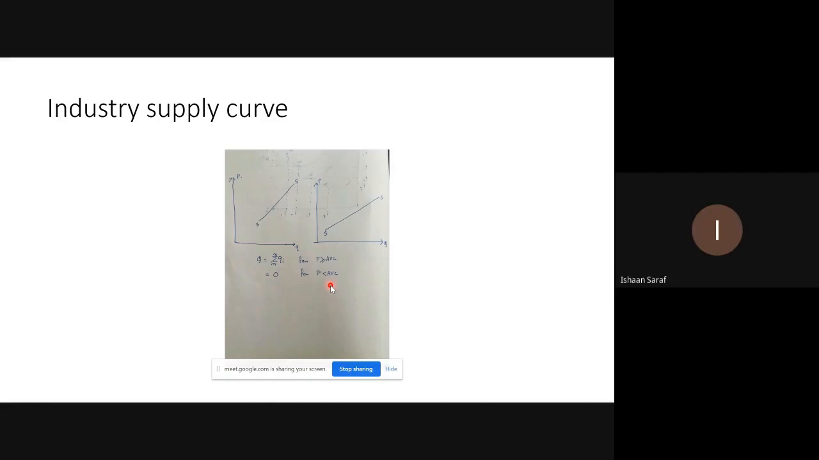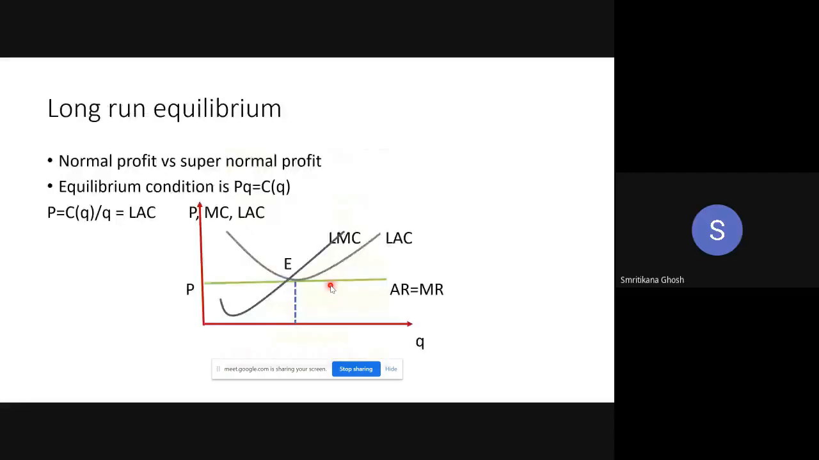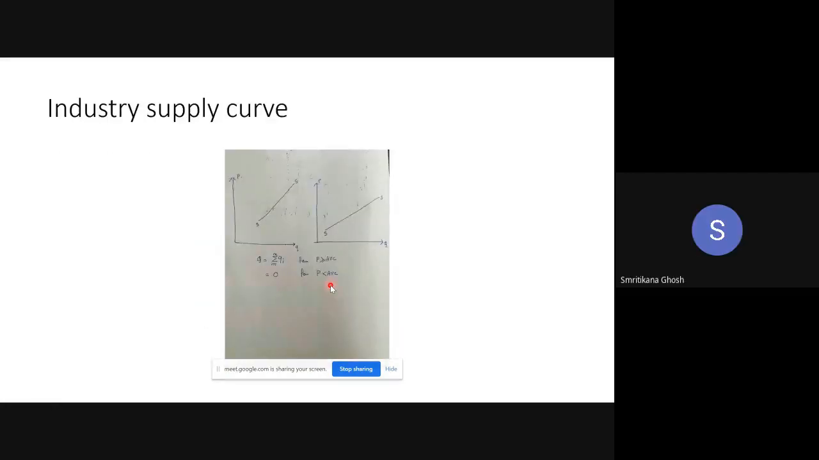Ma'am, what does the second diagram show? Industry supply curve, the horizontal summation of the firm supply curves. Okay, ma'am. Got it. It may not be very prominent, but on the horizontal axis, capital Q shows industry, and small q shows firm. Okay.